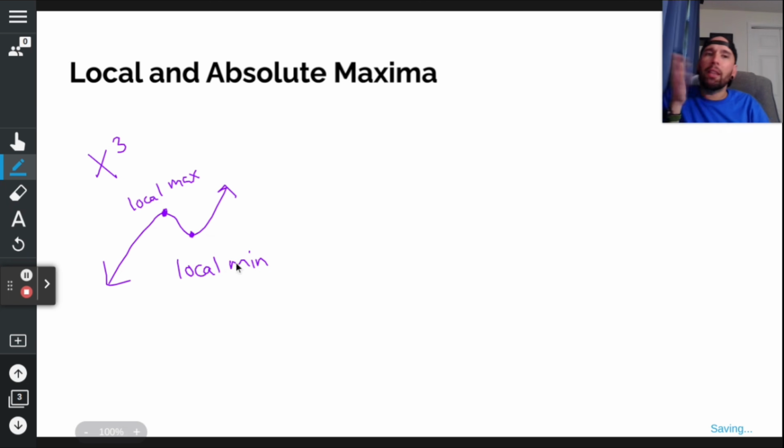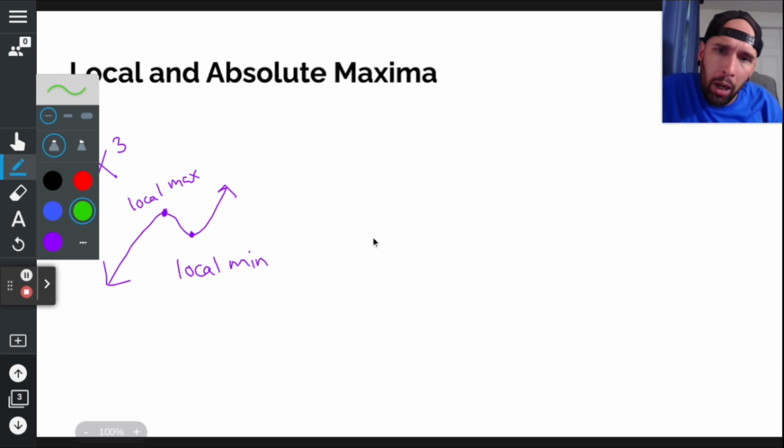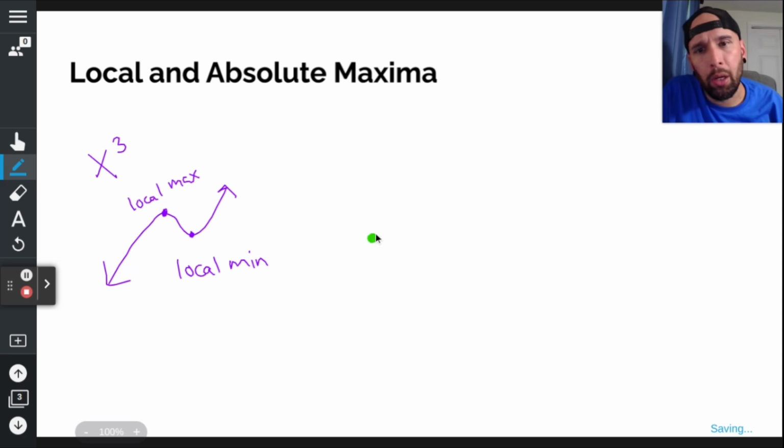Now you might be thinking, all right, well, then what's the absolute maximum and the absolute minimum? In this case, I don't know, because it keeps on going forever upward and it keeps on going forever downward. So the absolute maximum is just going to keep going more and more and more. Same thing with the minimum. However, if I were to give you a problem and just decide, you know what, I'm going to put endpoints right here. And I'm going to go like this.